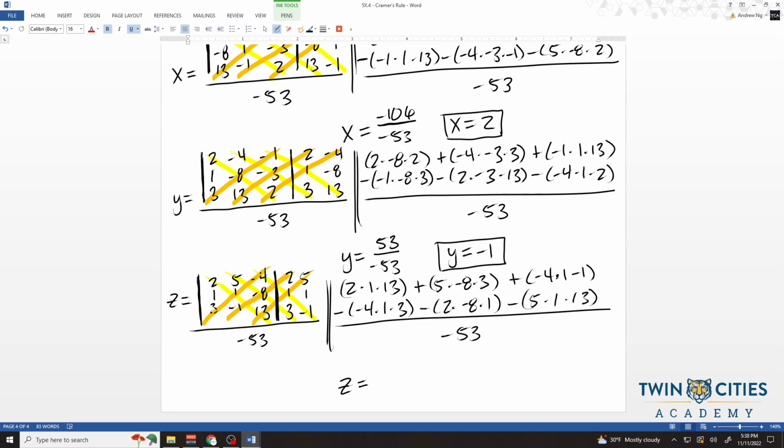Okay, plugging that all into a calculator, I am going to get negative 159. So negative 159 over negative 53. And when I divide negative 159 by negative 53, I get z equals 3. So our solution to this system of three equations is x equals 2, y equals negative 1, and z equals 3. Cramer's rule allows you to solve these systems of equations yet another way, this time using determinants and matrices.